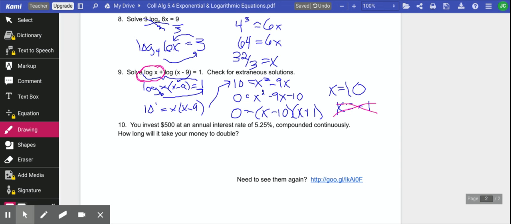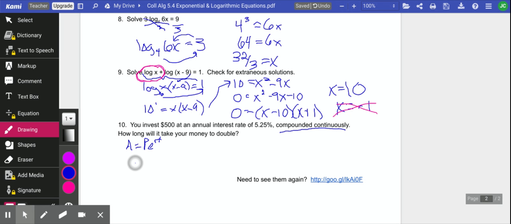All right, last one. We're going to invest $500 at an annual interest rate of 5.25% compounded continuously. That means we're using the PERT formula for this. We want to know how long it'll take our money to double. So how long, we are trying to solve for t.